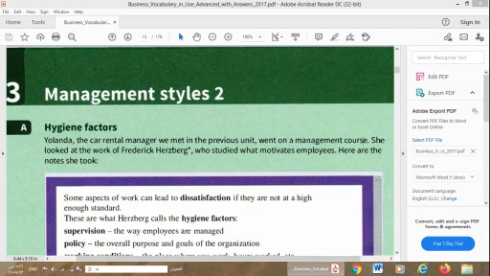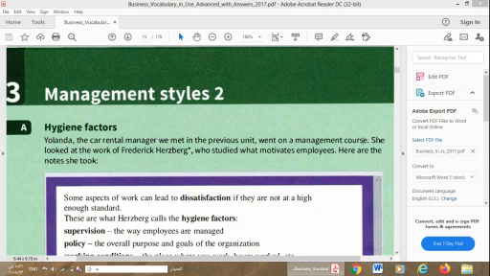Dear students of Business English 2, today inshallah we will start with the second unit of this course at page 14, and it is titled Management Styles 2. In the previous unit we talked about some management styles, such as the participative management style and the authoritarian management style, and today inshallah we will continue talking about other management styles in this unit. So let's start with the first section of this unit, A.